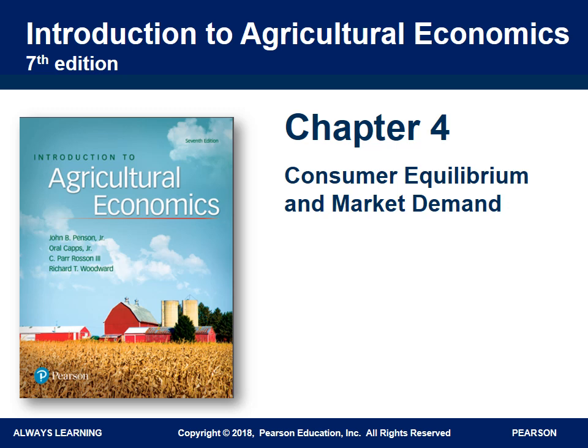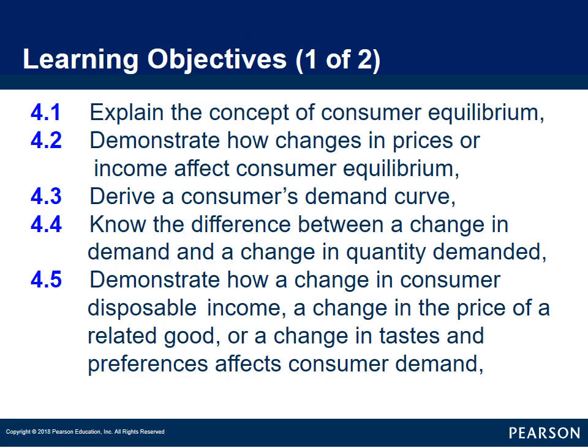Miss Pierce here, and today we're going to talk through some of the concepts in Chapter 4. Chapter 3 was about budget constraints and marginal utility, and we're going to put those two concepts together to look at consumer equilibrium and market demand.